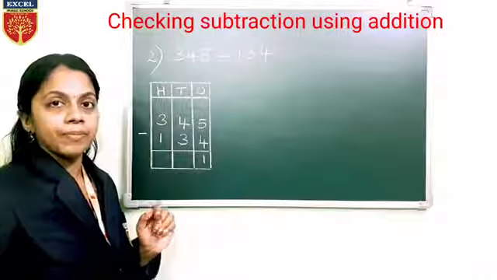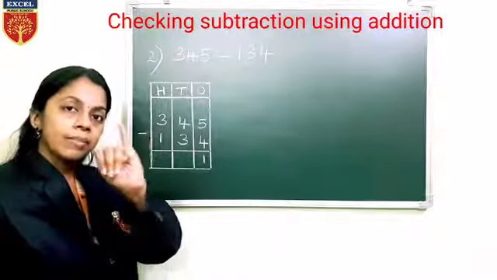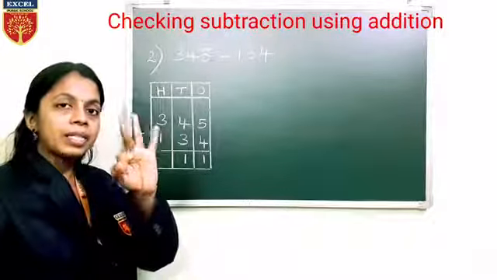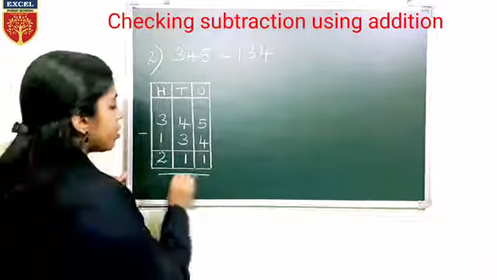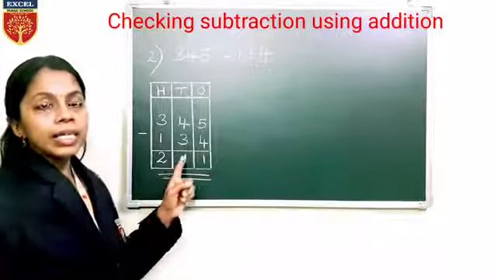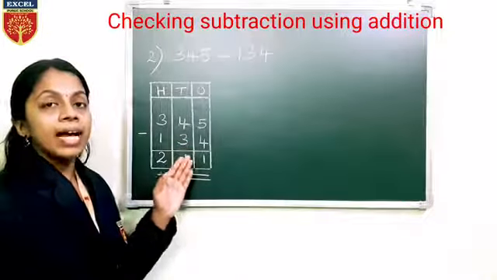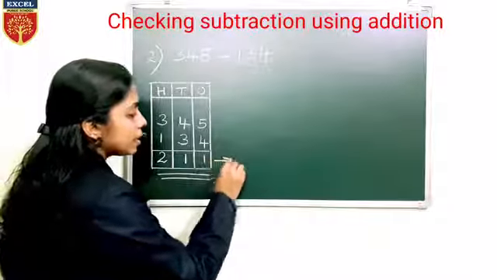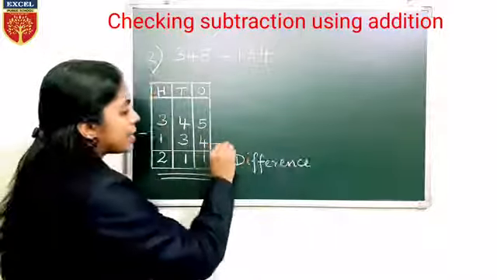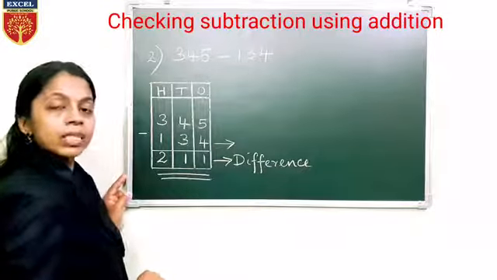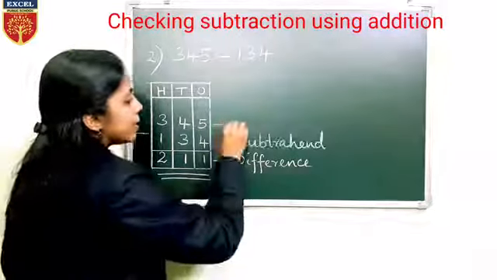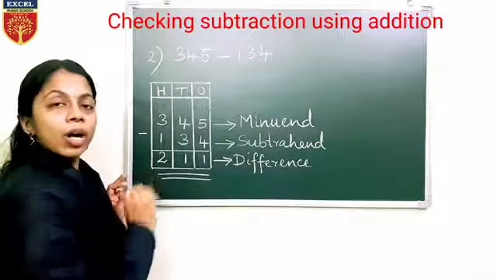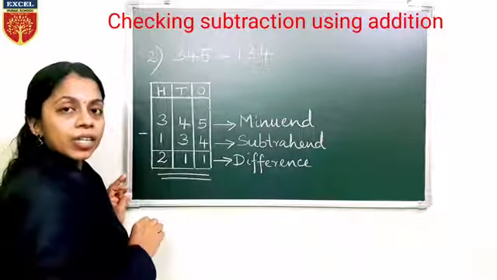4 minus 3. Balance 1. 3 minus 1. Balance 2. We got the answer 211. How to check whether this answer is correct or not? Here, this 211 is the difference. And this 134 is the subtrahend. And this 345 is the minuend. If so, how to check whether this answer is correct or not?